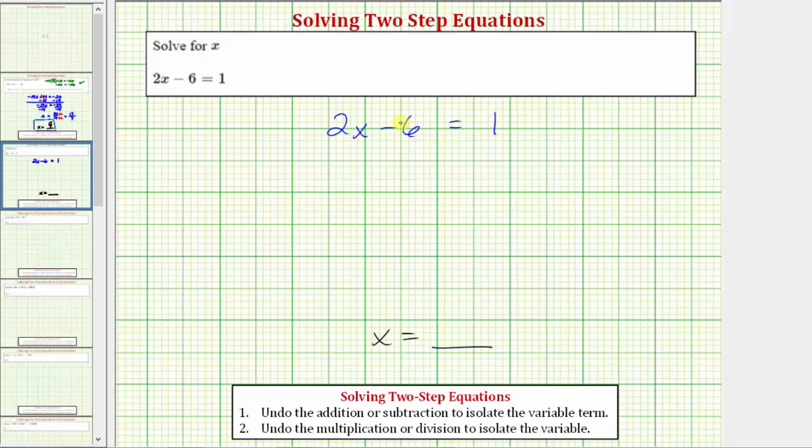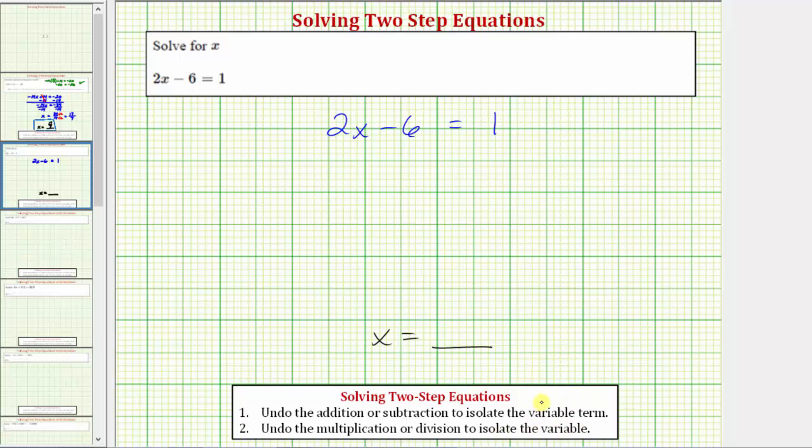Looking more closely at the left side of the equation, in order to isolate x, we need to undo this multiplication and undo the subtraction. Because we have two operations to undo, this is often called a two-step equation. To solve a two-step equation, step 1 is always to undo the addition or subtraction to isolate the variable term, and step 2 is to undo the multiplication or division to solve for the variable.